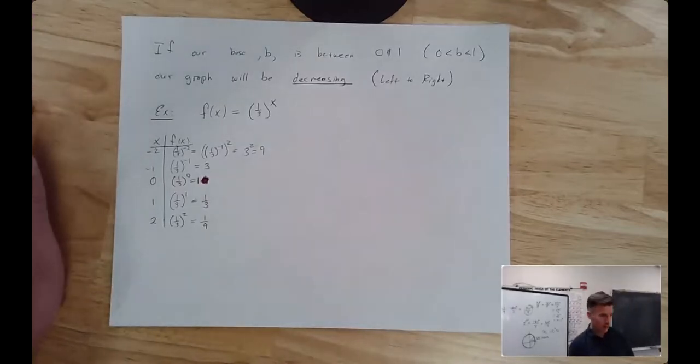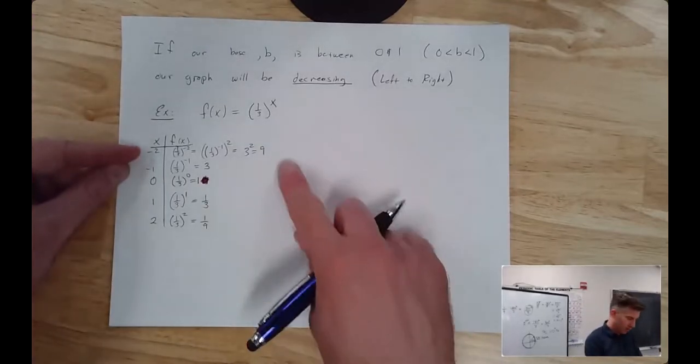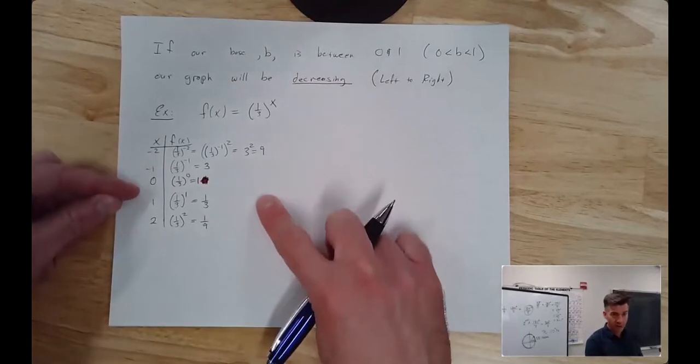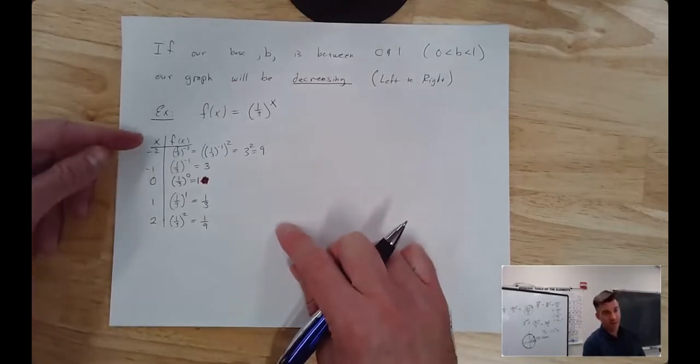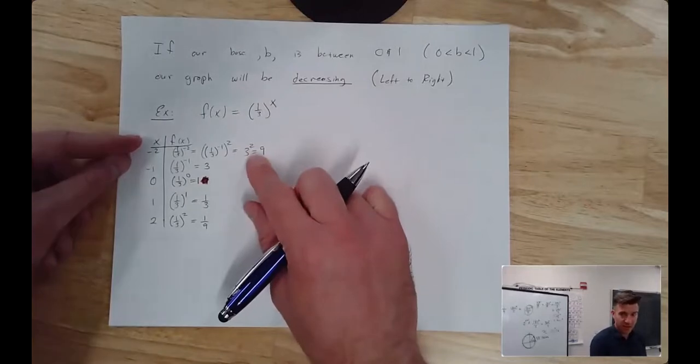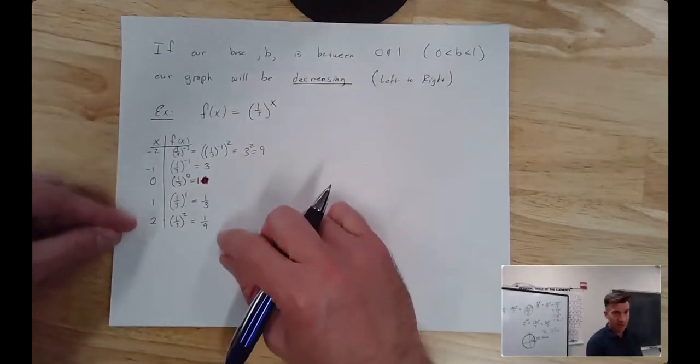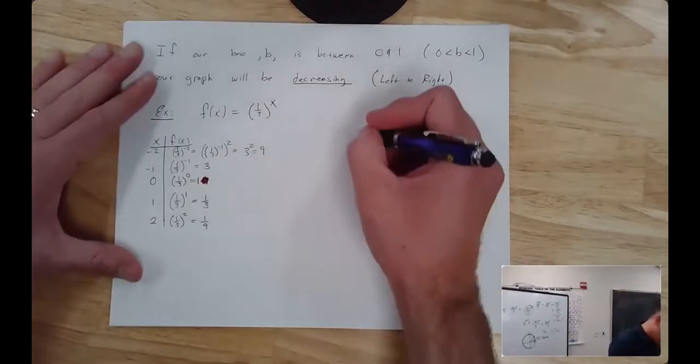So you can see that the left values of x give y values that are large, and as we move to the right, the y values get smaller and smaller and smaller.